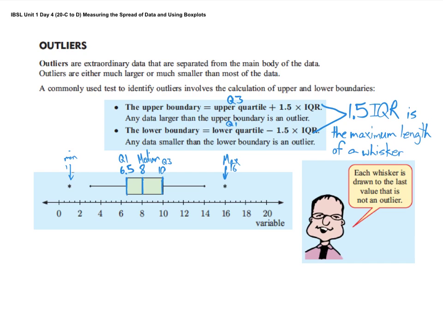Okay? Now let's look at what defines this outlier. First of all, we have to know the IQR. So what is the IQR? Okay? Yeah, 3.5. Alright, that's the distance from 6.5 up to 10, so that's 3.5. What's 1.5 times the IQR?